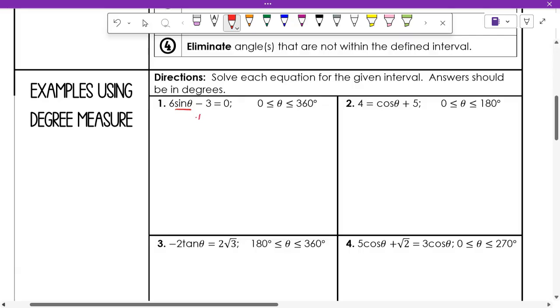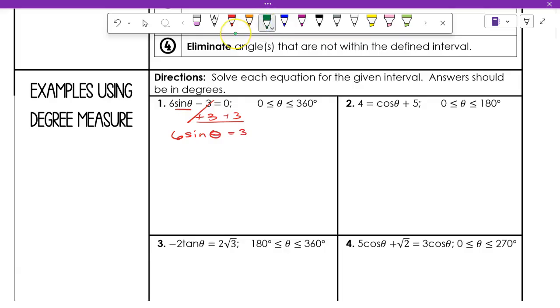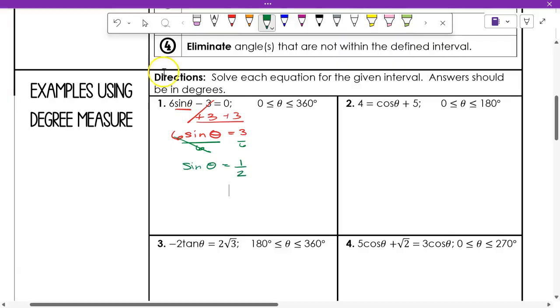So the first thing I'm going to do is add 3 to both sides. When I do that, it cancels out over here, so that leaves me with 6 times sine theta, and that's equal to 3. Again, to get the trig function by itself, I'm going to divide both sides by 6, and that leaves me with sine theta is equal to 3 over 6, which reduces down to 1/2.